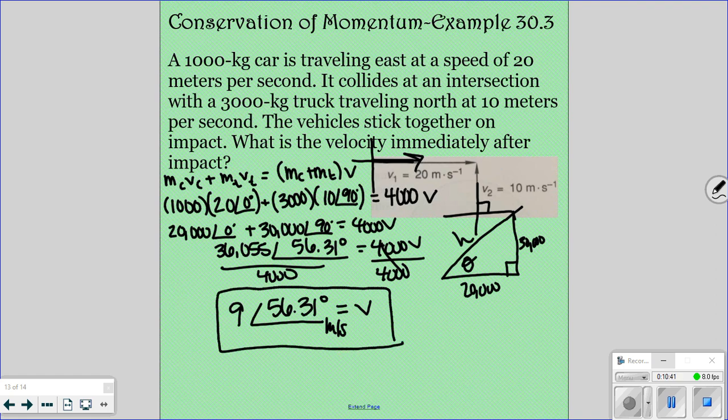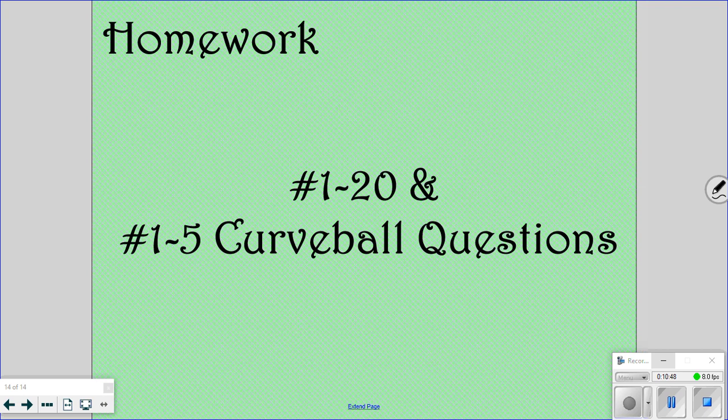So you have to pay attention to the direction that they give you in the problem to make sure that you set it up correctly. But hopefully that helps you a little bit with lesson 30. Make sure you do 1 through 20 for homework and the curveball questions so we can go over any questions you have tomorrow.